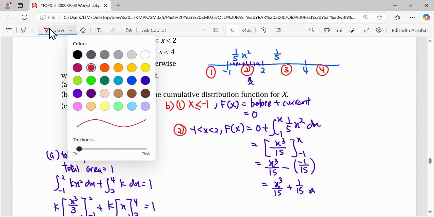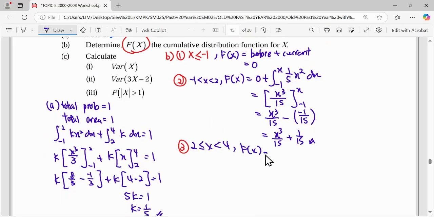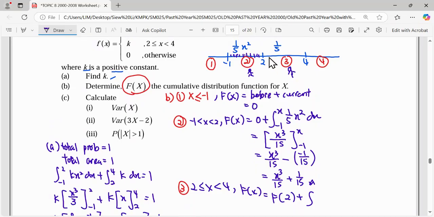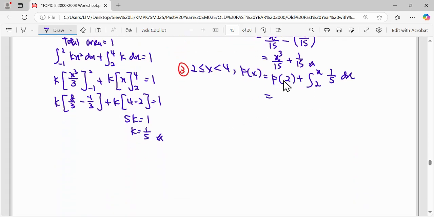Then we move on to the third interval. The interval will be between 2 and 4. So 2 is included, 4 is not included. For finding the cumulative before this, we have already accumulated up to 2, and the current interval when you add here will be integrating this area from 2 up to x for the function 1 over 5 with respect to x. So F of 2 is the accumulation before this interval.